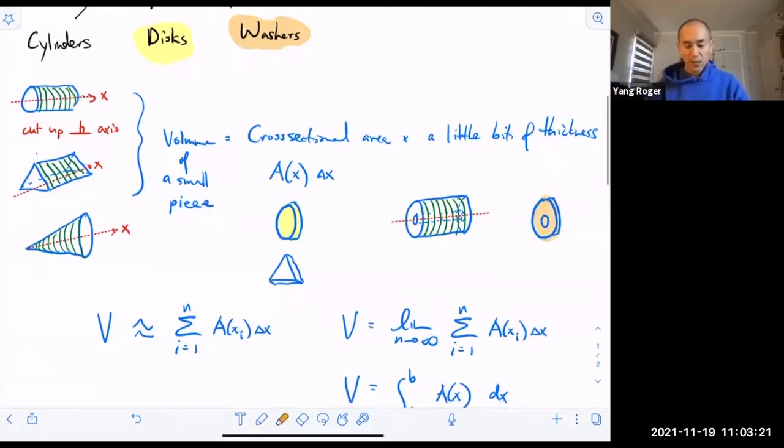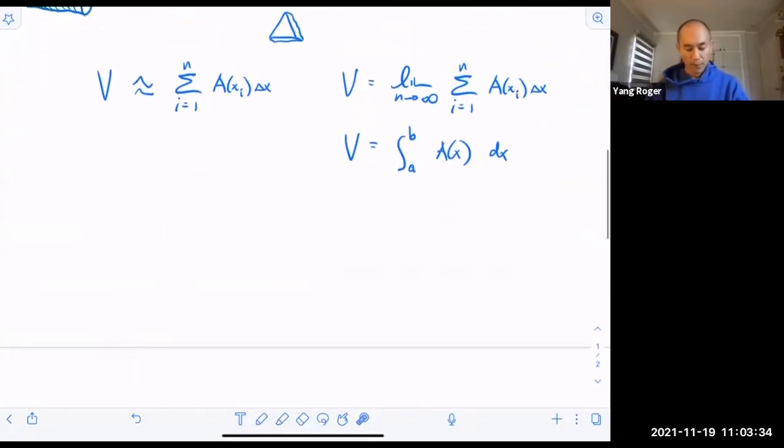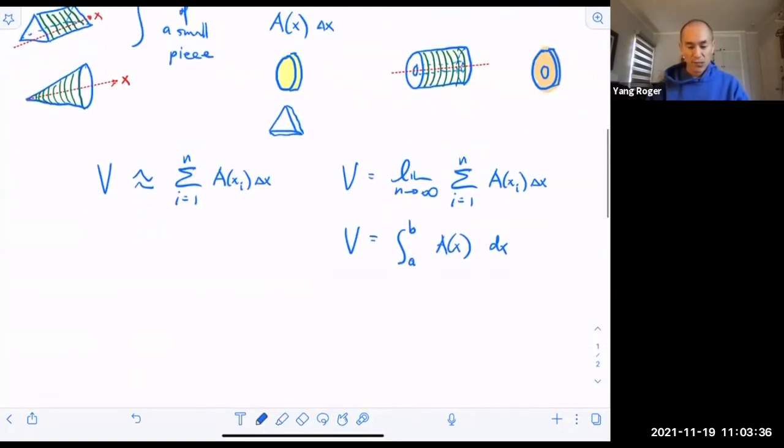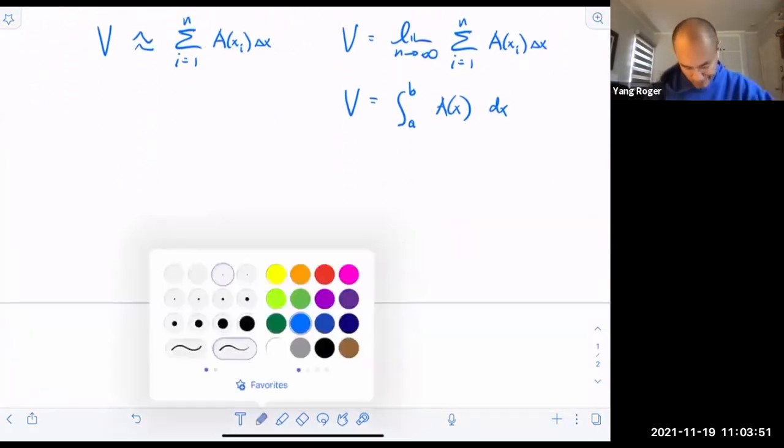Okay. So both of these are special cases of this guy. Just special cases of this. So what we're going to do is we are going to have a couple of different volume formulas. So let me write these down for you.